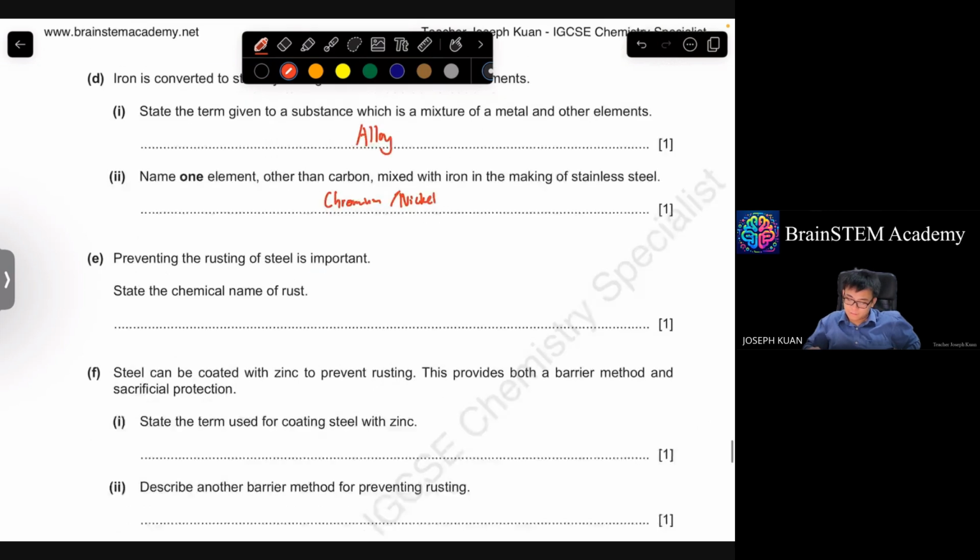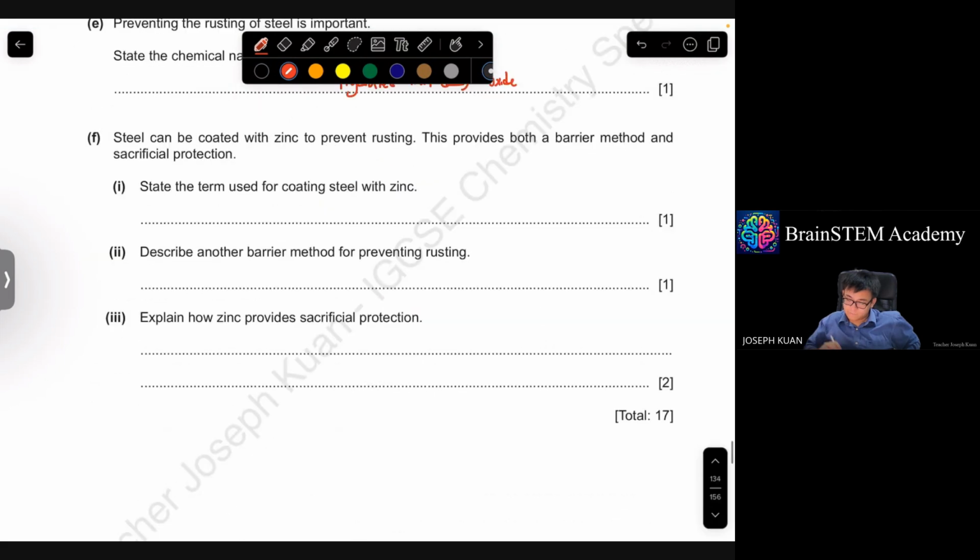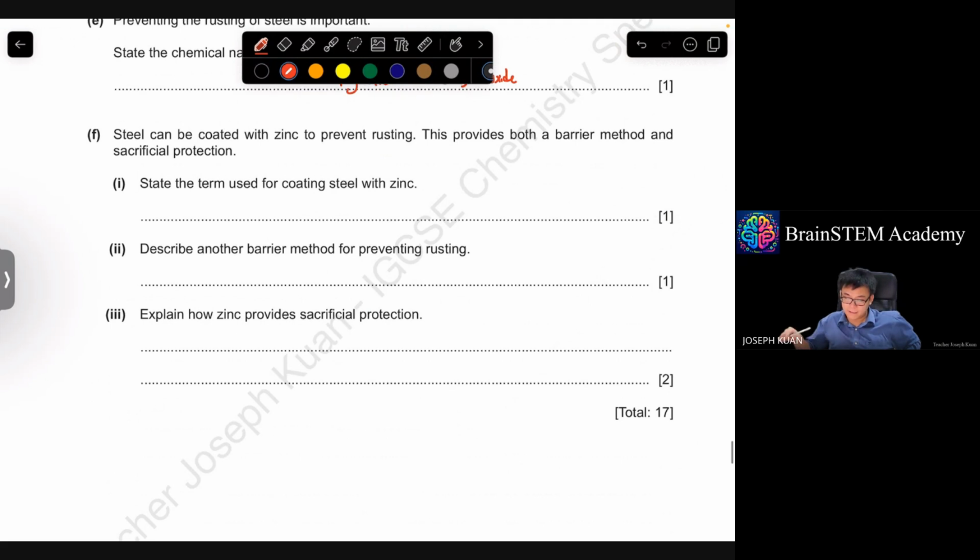Preventing the rusting of steel is important. State the chemical name of rust, that is hydrated iron trioxide. Next, steel can be coated with zinc to prevent rusting. This provides both a barrier method and sacrificial protection. State the term used for coating steel with zinc: galvanizing.